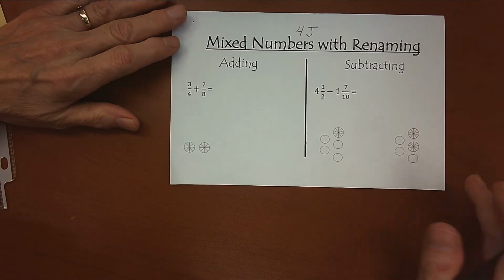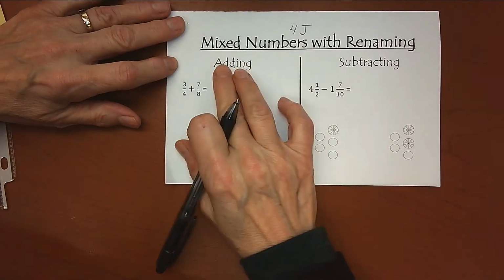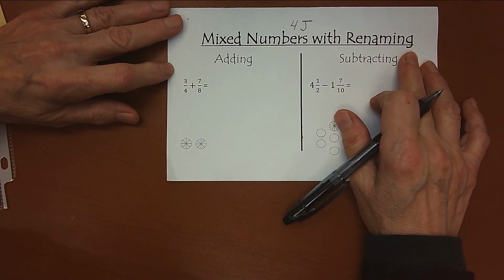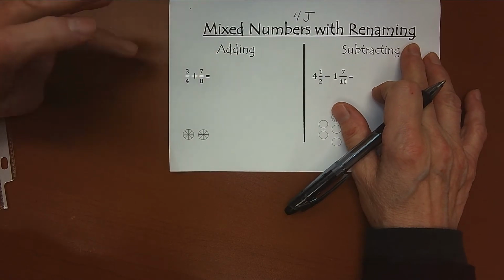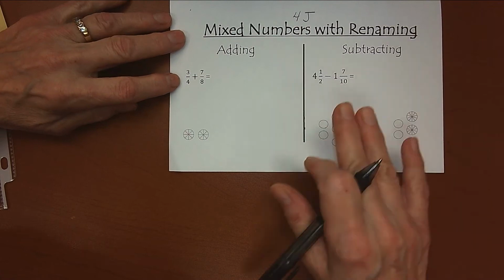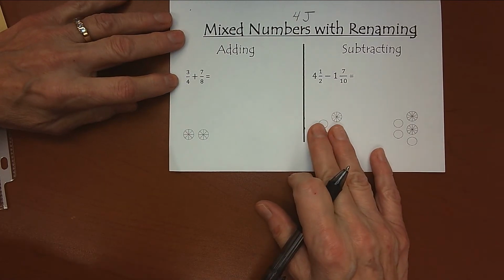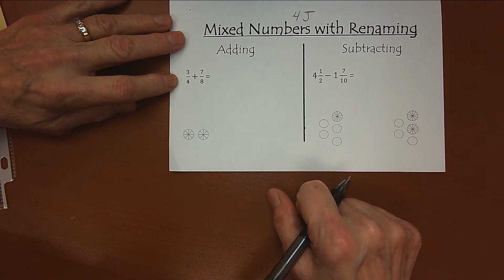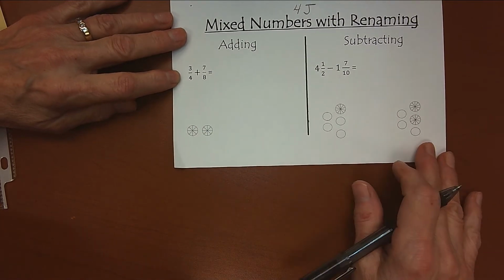Here we are with 4J, mixed numbers with renaming. We've done a little bit of this actually when it comes to adding, so that'll be a little bit of a review, but we're going to look at what happens when you have to rename or regroup or borrow when you're subtracting. All right, so let's dive right in here to our first examples.